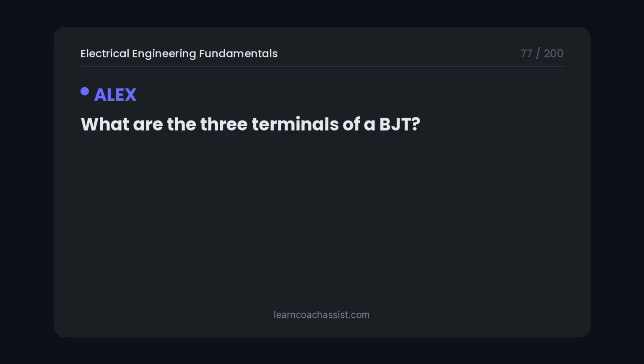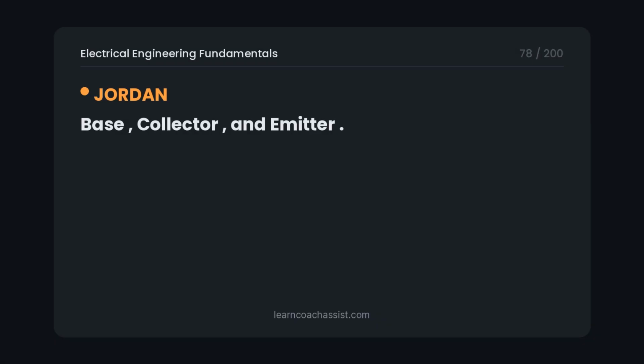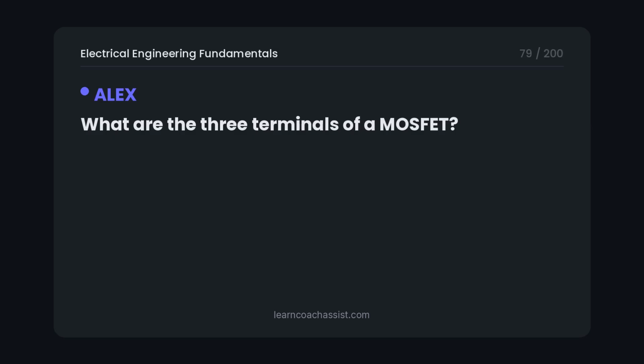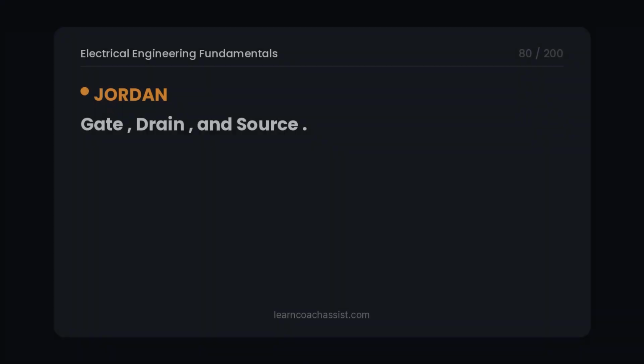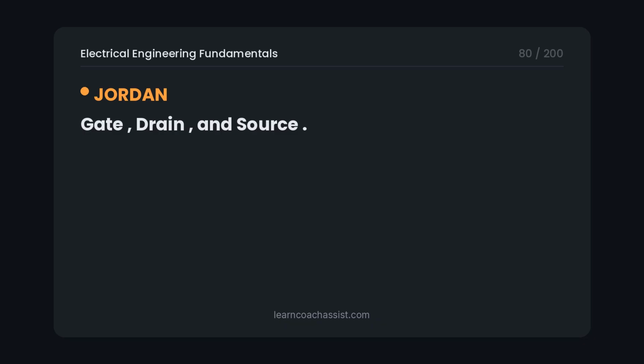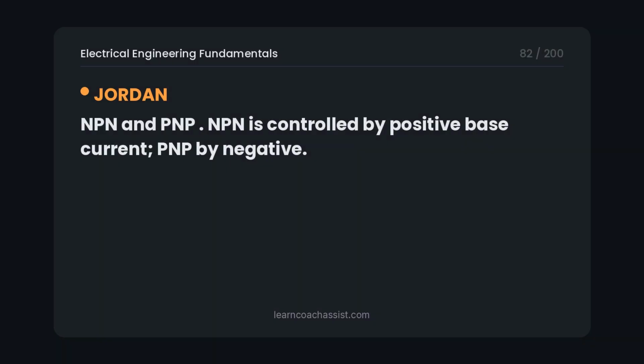What are the three terminals of a BJT? Base, collector, and emitter. What are the three terminals of a MOSFET? Gate, drain, and source. What are the two types of BJT? NPN and PNP. NPN is controlled by positive base current, PNP by negative.